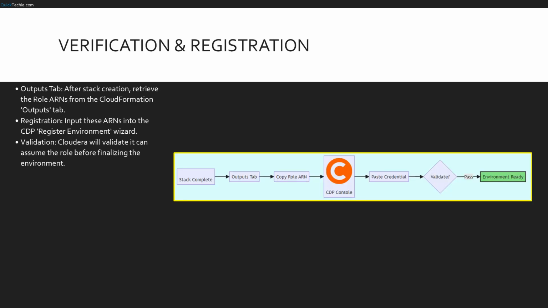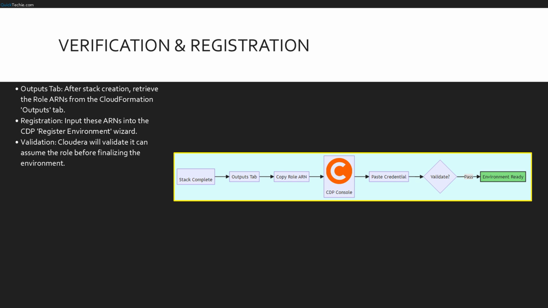The final step is connecting the dots. Once your CloudFormation stack status changes to create complete, navigate to the Outputs tab in the AWS console. Here you will find the specific ARNs for the roles and instance profiles you just created, such as the node instance role ARN. You must copy these values and paste them into the Cloudera management console during the environment registration process. Cloudera will verify it can assume these roles. If the CloudFormation template ran correctly, this validation will pass and you are ready to deploy.